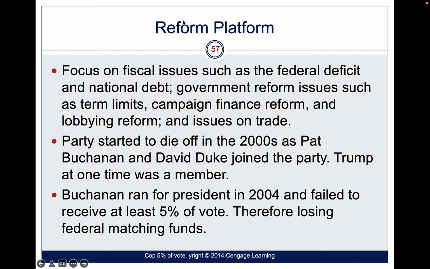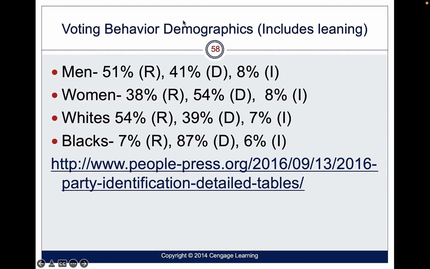And the Reform Party actually lost it when Buchanan ran for president. Now, when we look at demographics, and this is going to include leaning, meaning people that may classify themselves as an independent but tend to support another party.